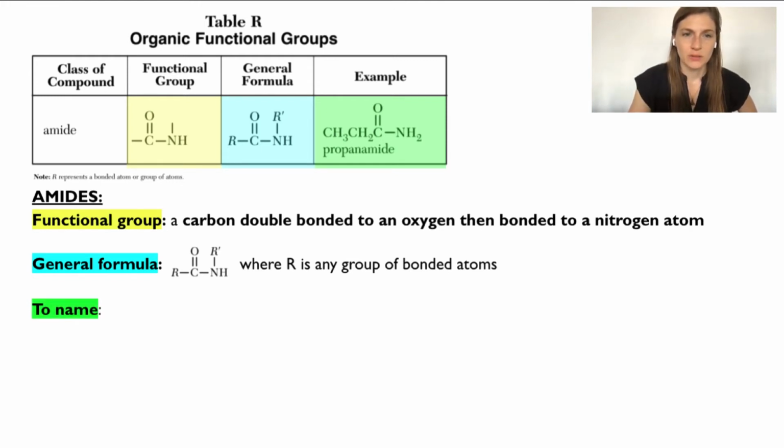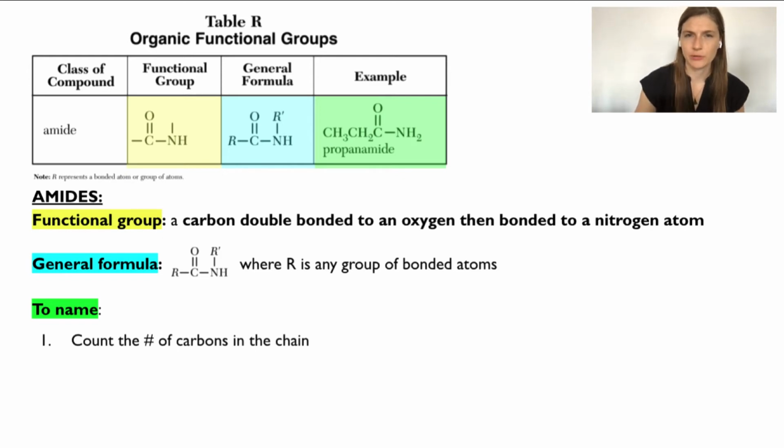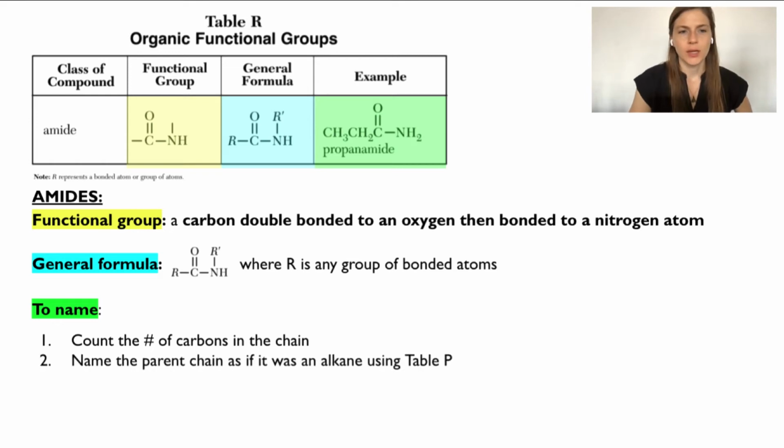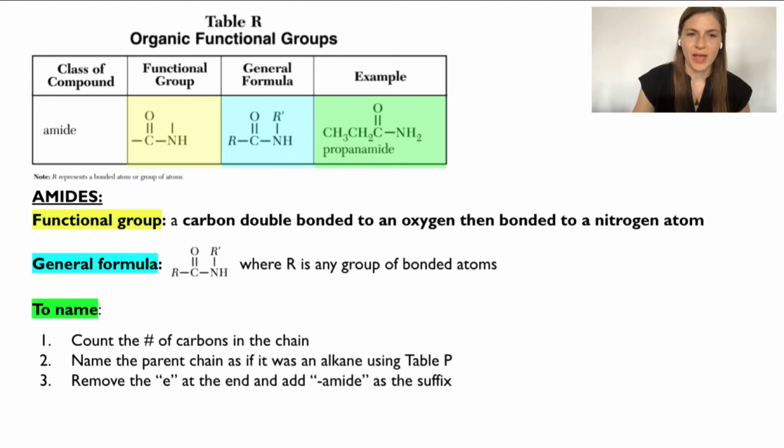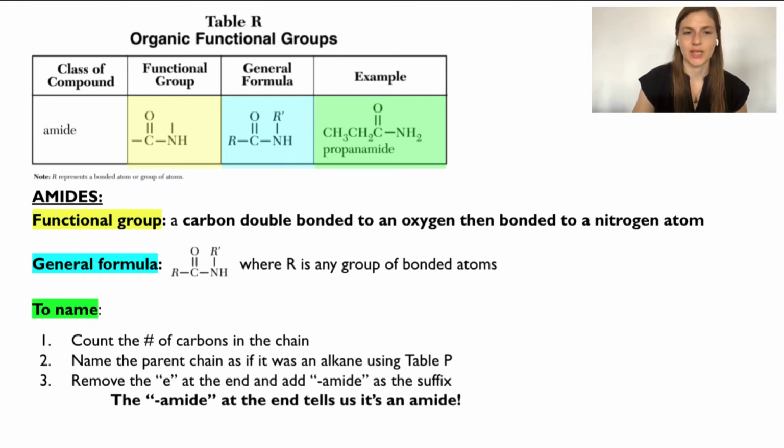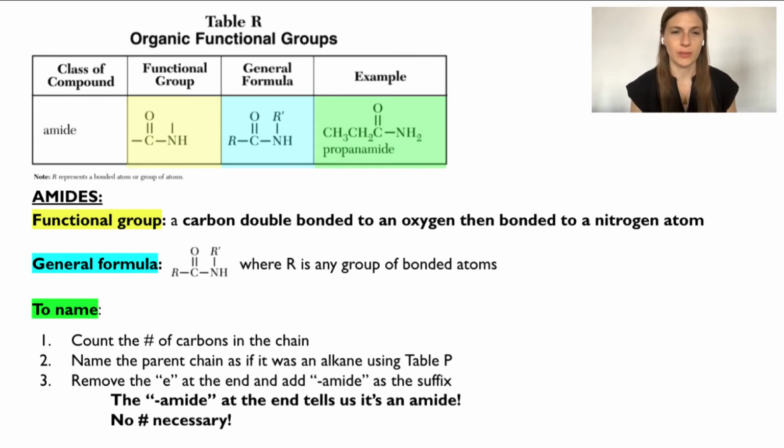To name an amide that has the nitrogen at the end of one of the chains, it's pretty straightforward. We count the number of carbons in the chain. We don't have to worry about which direction we are counting it from. And we name the parent chain as if it was an alkane using Table P. We would remove the E at the end and add amide as the suffix. So that tells us that we do in fact have an amide. There's no number necessary because we are not counting the number of the carbon that the nitrogen is coming off of.